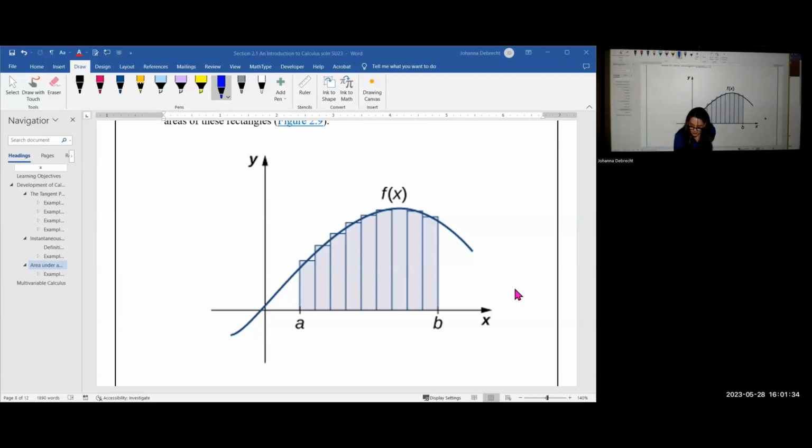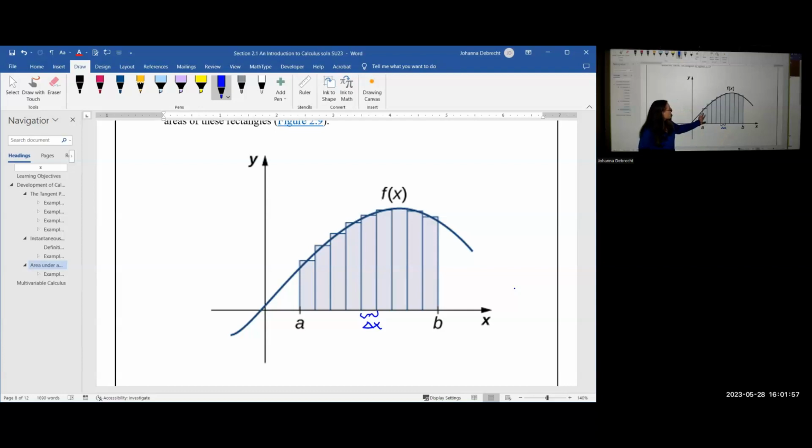So even though they don't have to be the same width, from a practical standpoint, it makes our life easier if they are the same width. So we often make them the same width. This is delta x right here. I don't know where that dot came from. All right. So when we're looking at it, we have delta x.